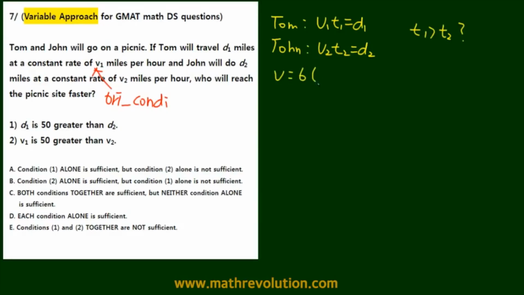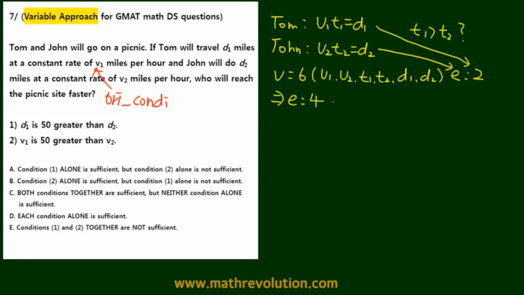So we have 6 variables right now. 2 velocities, 2 times, and 2 distances. And we already have 2 equations. One here, one here. This means that we need 4 more equations because we want the number of equations to match the number of variables to be able to solve for the variables. But usually conditions 1 and 2 only give 1 equation each, making it likely that E is going to be our answer. Now E actually is the answer, but let's convince ourselves of that by looking at conditions 1 and 2 together.